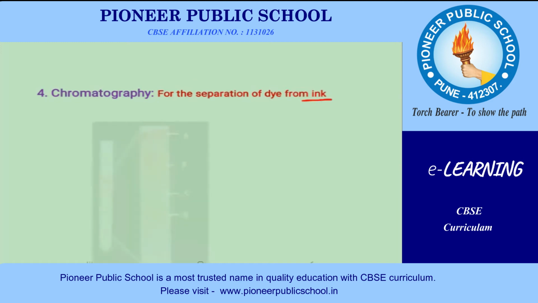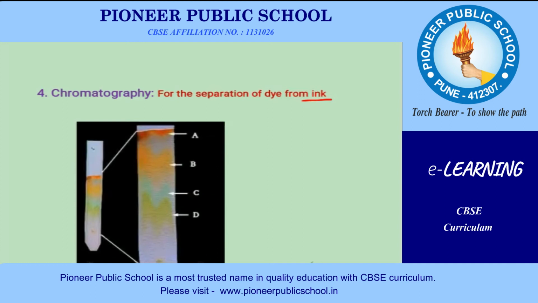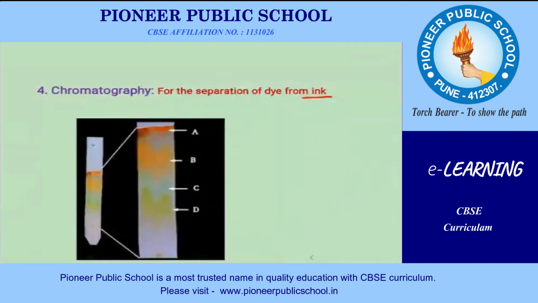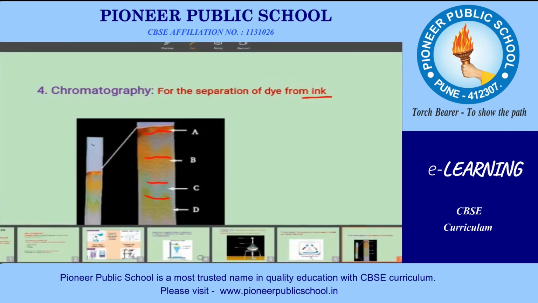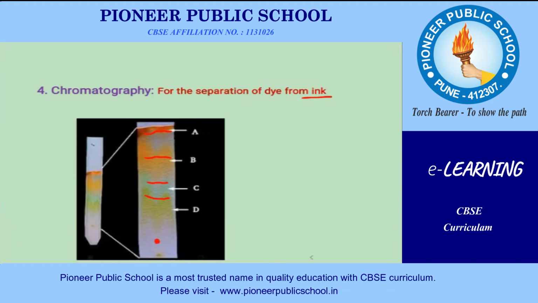Now, when we use chromatography, here we use paper chromatography, in which we have one paper strip and we make one point on this paper strip at its bottom. We make one dot-like structure here, and we put drops of ink on it, and then we dip this into particular chemical solvents, and then we can get the different shades of ink or dye present in it, and we can separate them from each other.